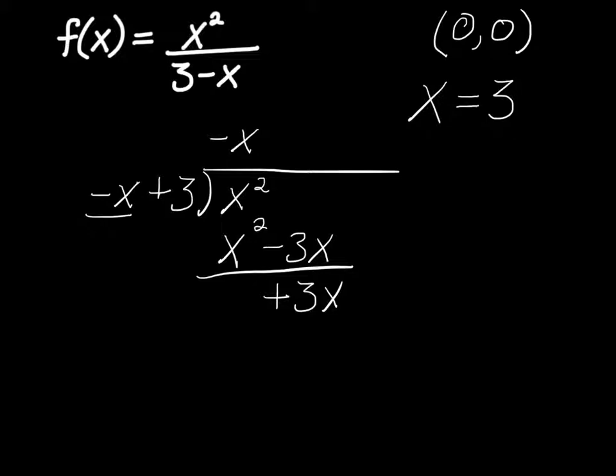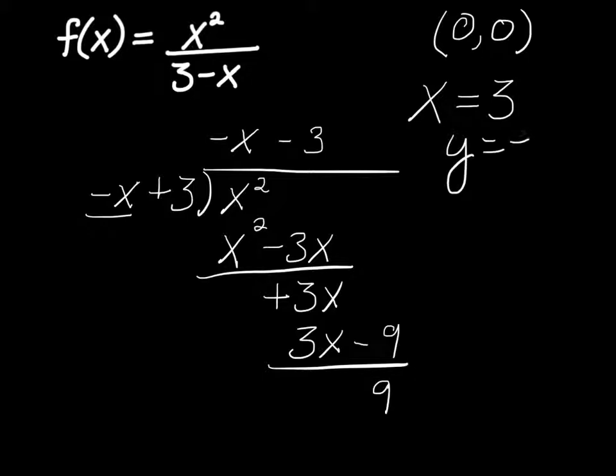So we'll do the same thing again. What do I need to multiply negative x by to get positive 3x? And that's just a negative 3. So this becomes 3x minus 9. And we'll subtract, so we'll get 9 as a remainder, but our slant asymptote is y equals negative x minus 3.